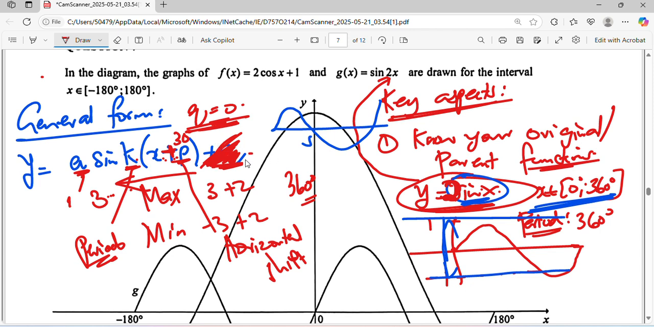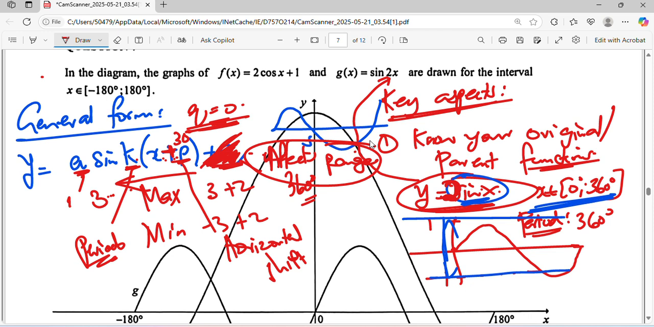Okay, q just tells you the vertical shift of the graph. This is also very important. It affects your range. It affects the range of your function. It's going to affect your range from your mother function.